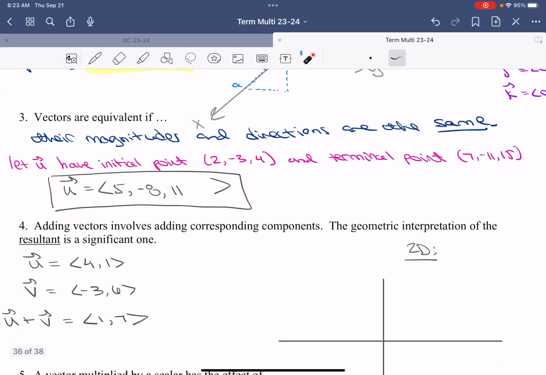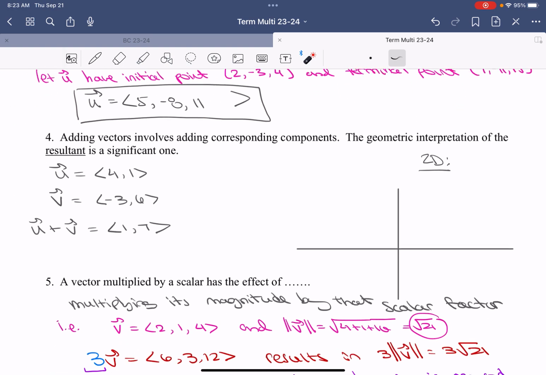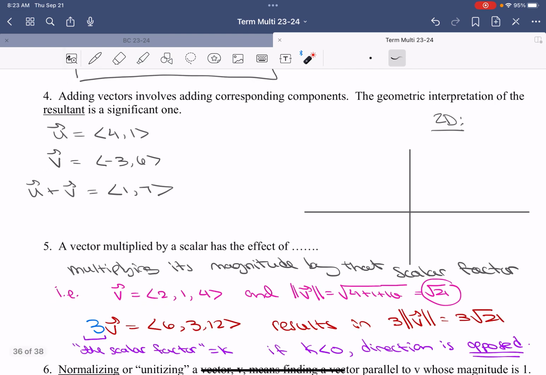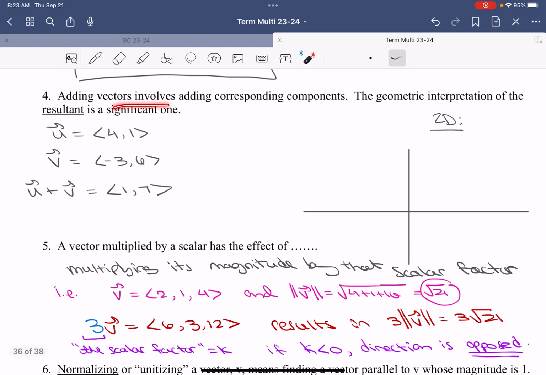When you are adding vectors, the operation is fairly straightforward. Adding vectors involves just adding corresponding components. So if this is vector u, if this is vector v, when you add the vectors, you get vector 1, 7. That's just the procedural part. The geometric interpretation of adding is important.